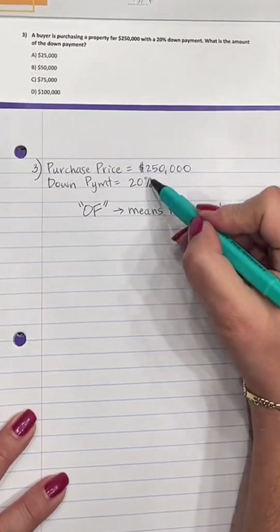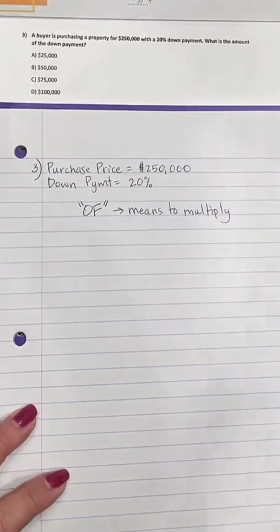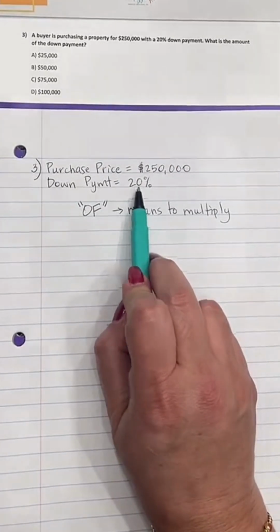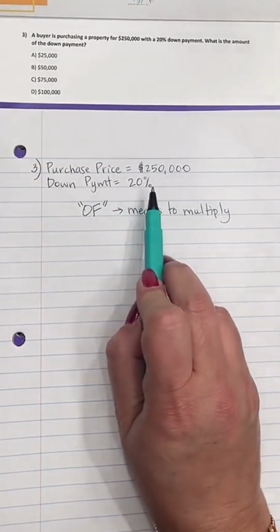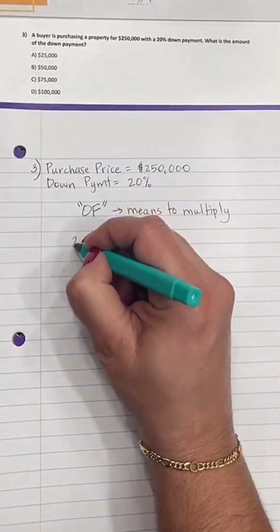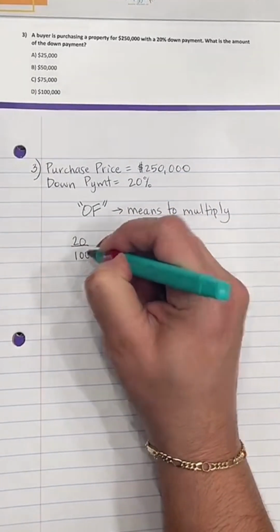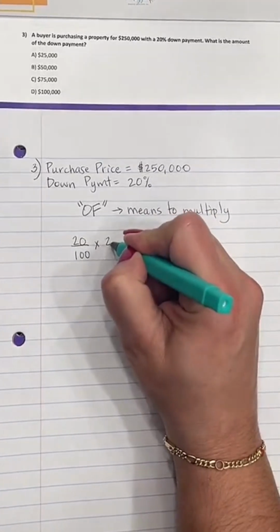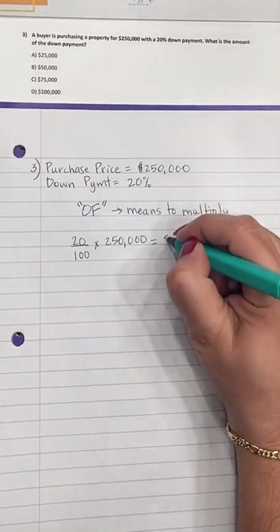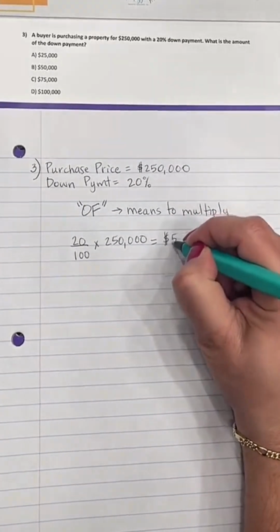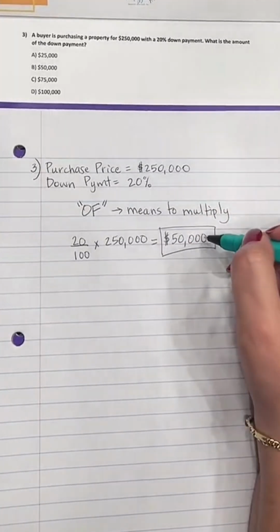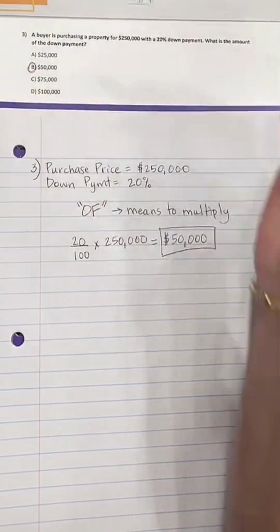So basically, you're going to be multiplying the percent times the 250,000, okay? Because remember, percent means a portion out of 100. So this is basically 20 over 100, and then you multiply it by 250,000. So 20% down on a $250,000 property is going to be $50,000. So the answer is B.